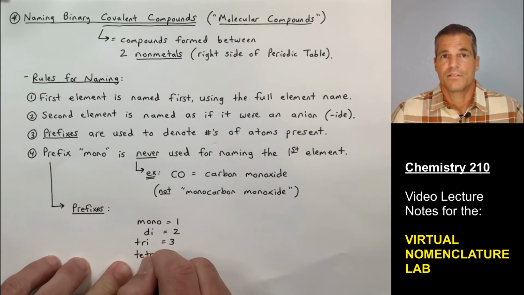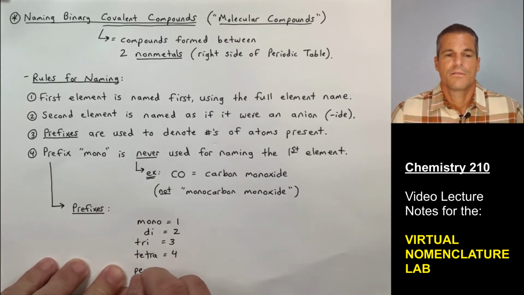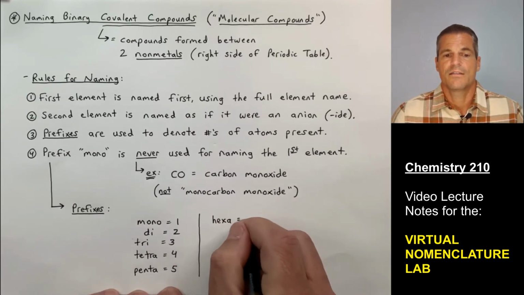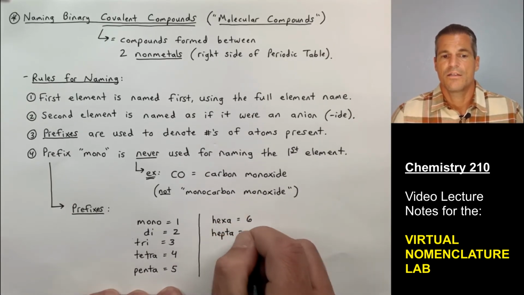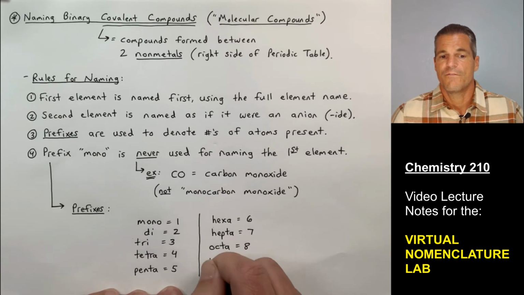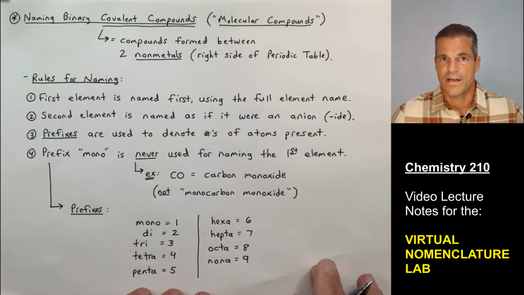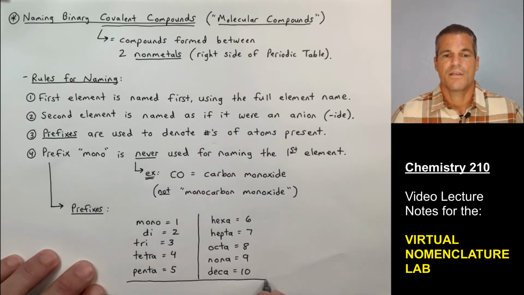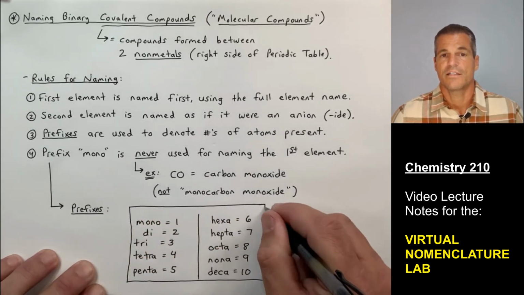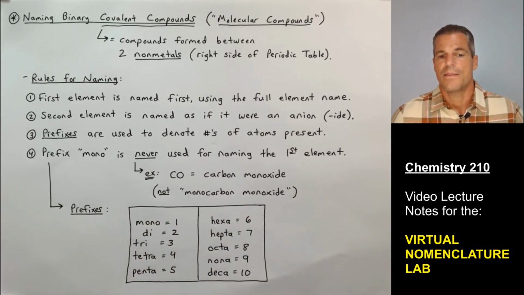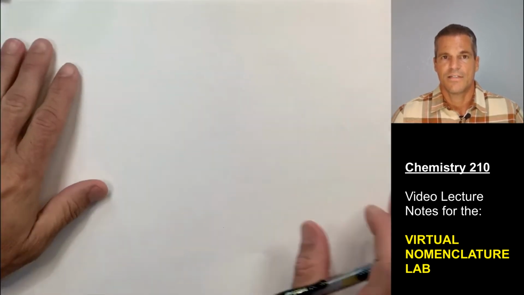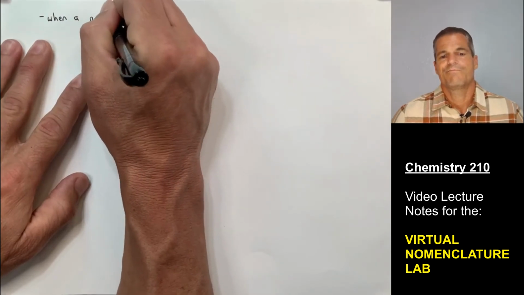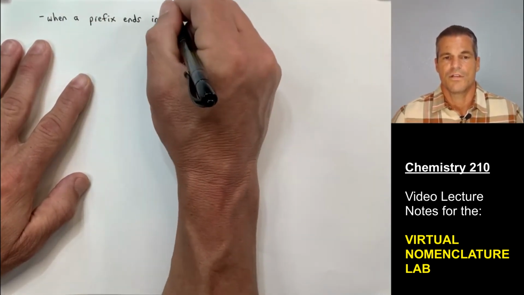So, prefixes. All right, what are they? We'll do 1 through 10. Mono, 1. Di, 2. Tri, 3. Tetra, 4. Penta, 5, like the pentagon. Hexa, 6. Hepta, 7. Octa, like an octagon, 8. Nona is 9. And deca is 10. All right? So those are the 10 prefixes you should know.